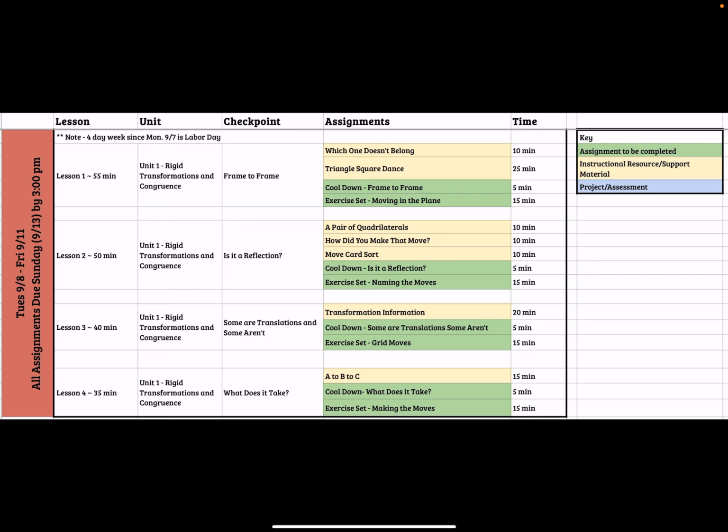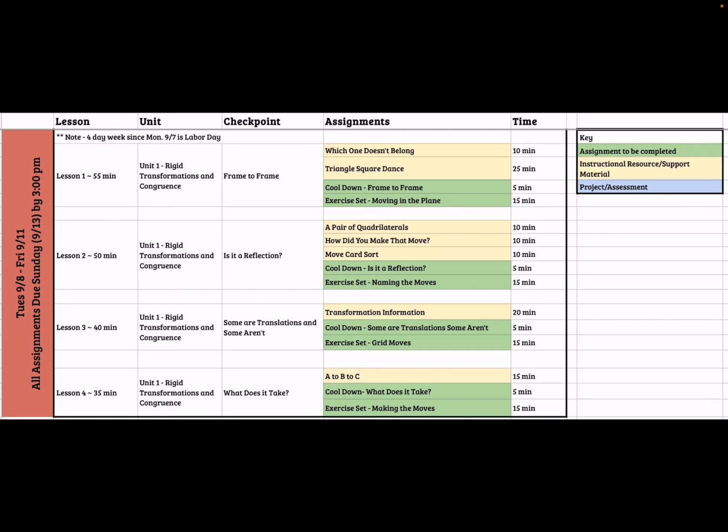Alright guys, so this is the video for the second lesson for this week, lesson 2. Listed second there, it should take you about 50 minutes. It's in the unit Rigid Transformations and Congruence. In the checkpoint, is it a reflection? And then you have 5 different things to complete within this assignment.